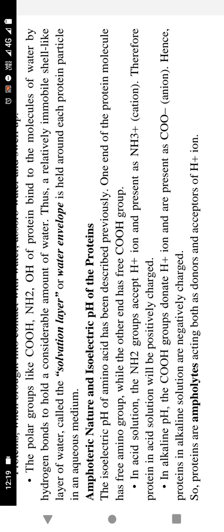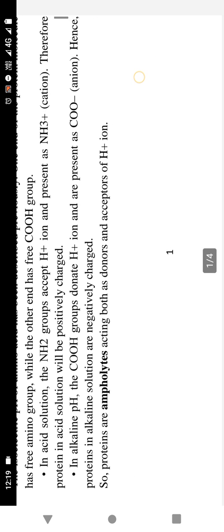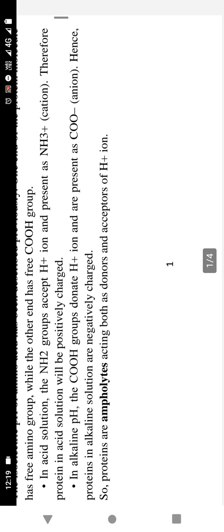In alkaline pH, the COOH group donates H plus ion and is present as COO minus, so H plus is released here. So in alkaline solution, proteins are negatively charged. A substance with both properties is known as an ampholyte: on one side it acts as a donor and on the other side as an acceptor.